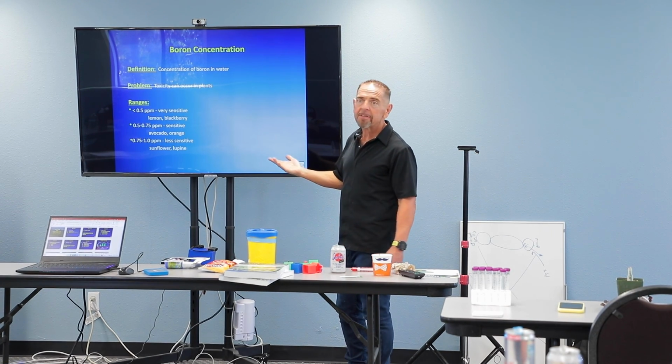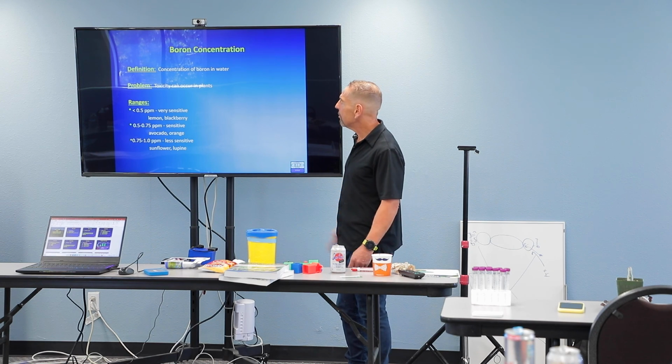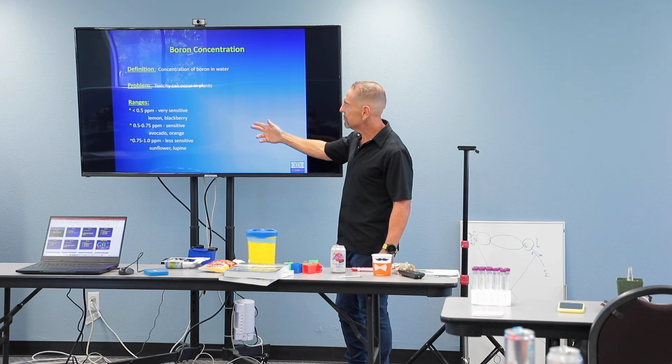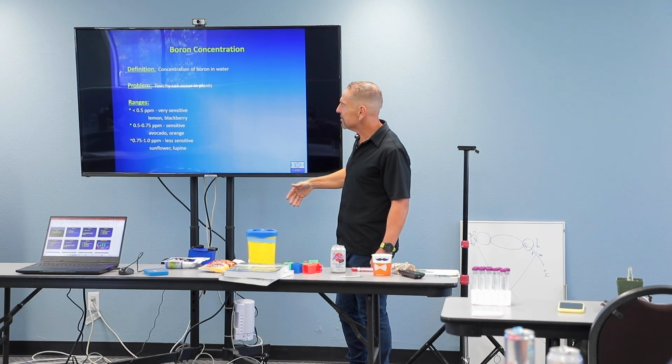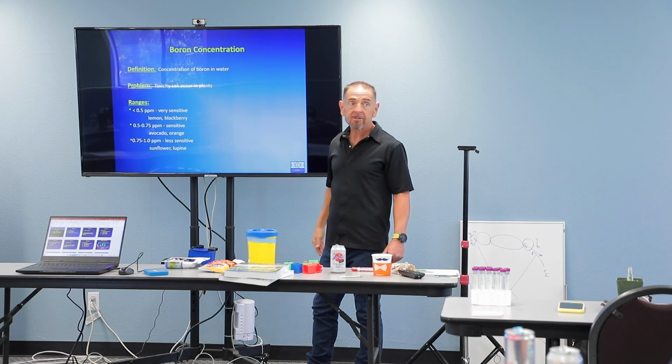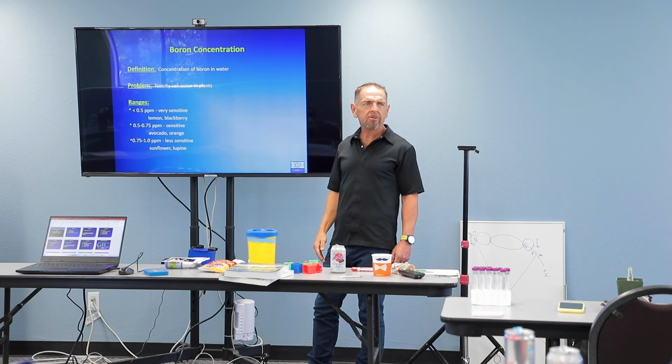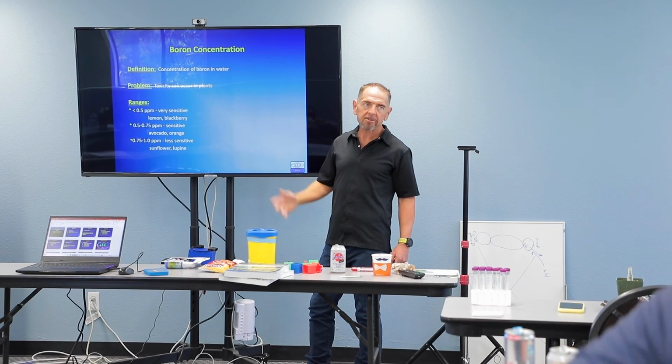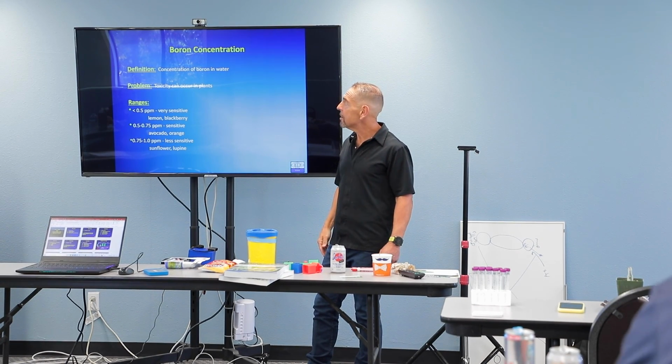And then boron, I think we discussed boron enough. So we know that avocados and oranges are sensitive. Sunflowers and lupines are less sensitive. Lemons and blackberries are very sensitive. So I think you said you had lemons too. Yeah. So there are differences there between the different citrus varieties.